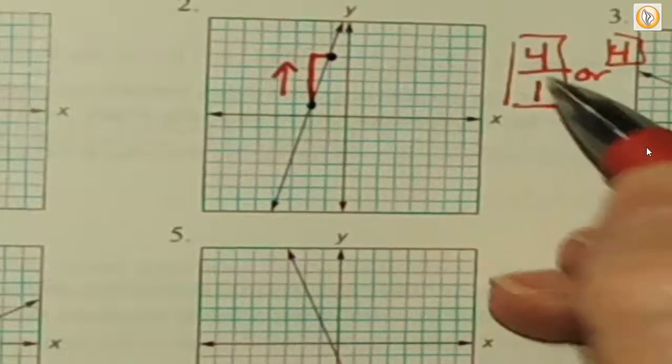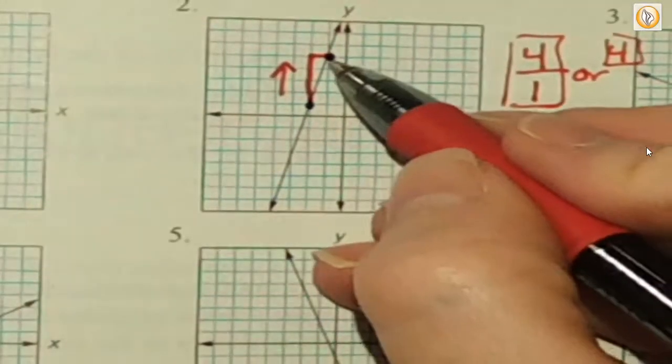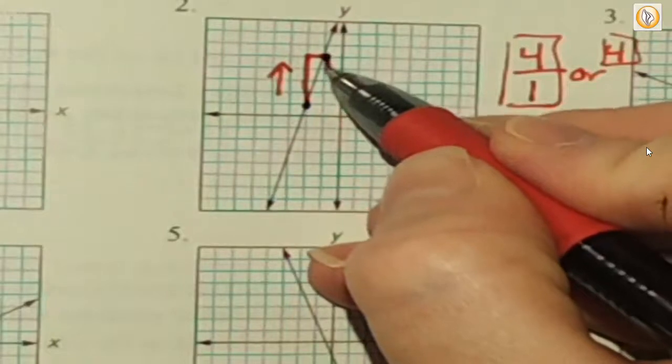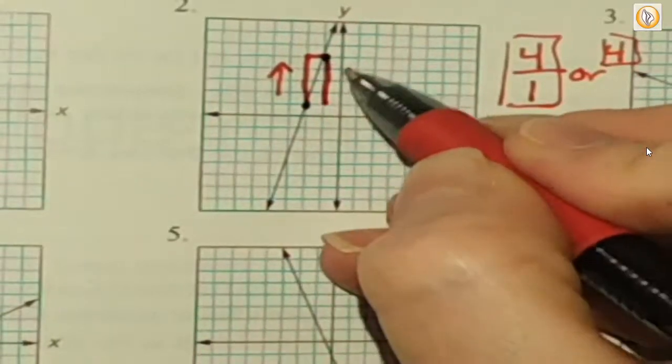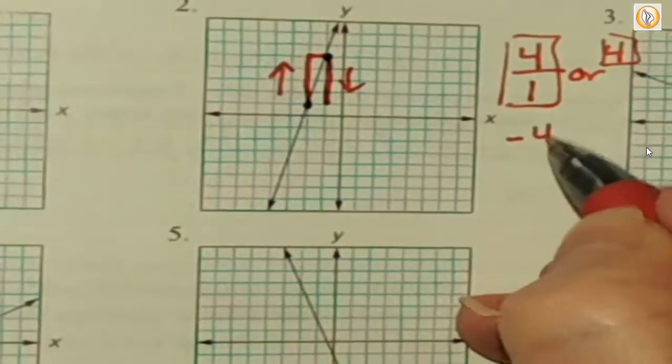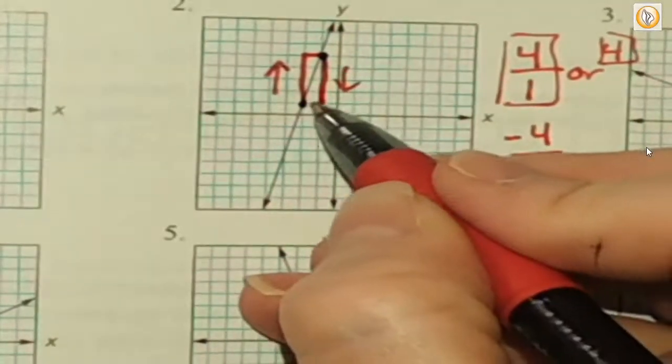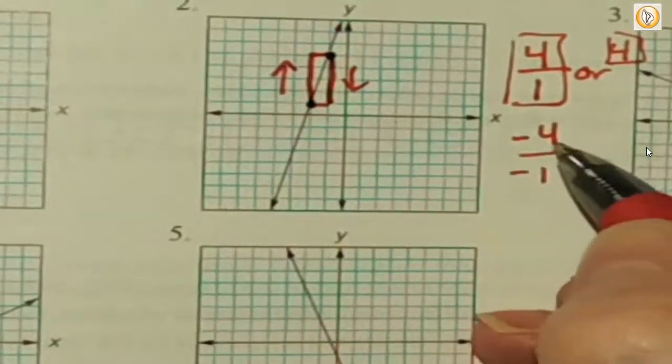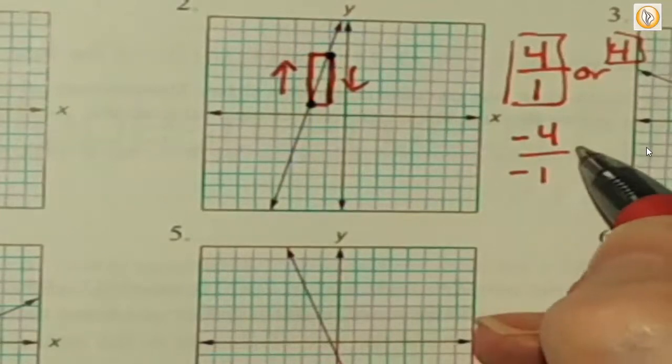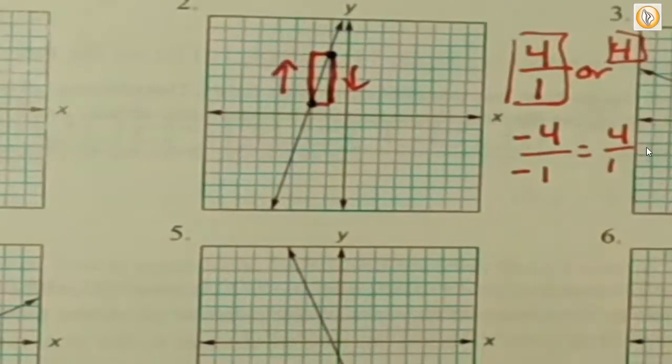You might as well do it this way because then you get used to it. If you go down, 1, 2, 3, 4. That's -4. And then you go left 1, that's -1. Negative over negative is a positive. There you go.